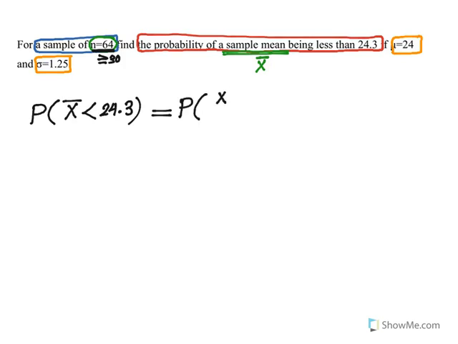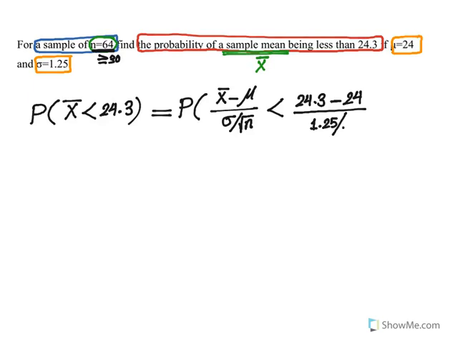the Z score. So this will be X bar minus mu over sigma, but the only difference here is that you divide by the square root of the sample size. And you want this less than 24.3 minus the mean, which is given as 24, divided by the standard deviation, which is 1.25, and we divide this by radical of the sample size n, which is radical 64. You know that radical 64 is 8.